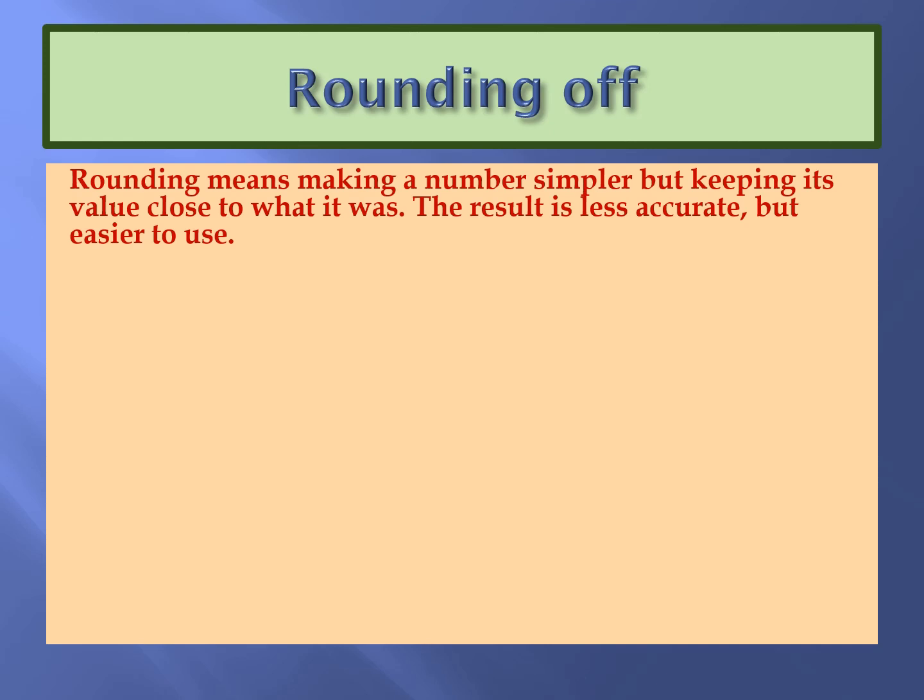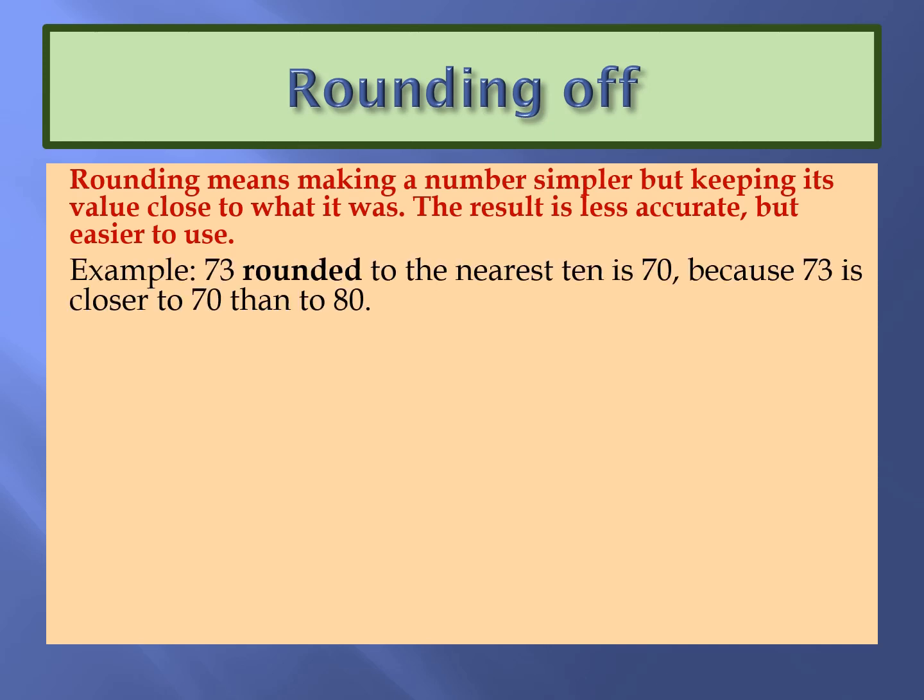For example, 73 rounded to the nearest tens is 70 because 73 is closer to 70 than to 80.